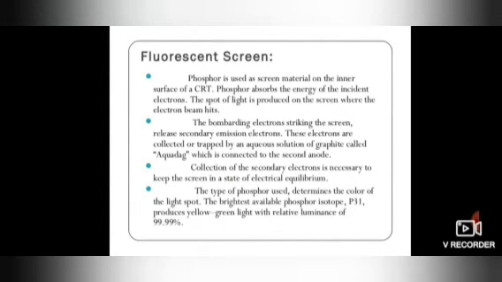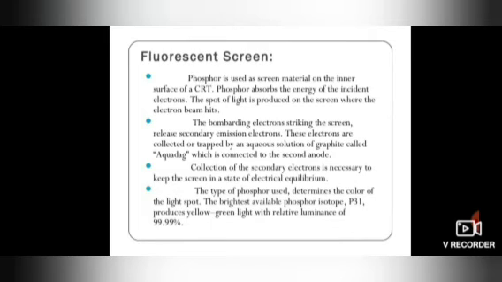Then regarding fluorescent screen. The phosphor is used as screen material on the inner surface of CRT. Phosphor absorbs the energy of the incident electrons. The spot of light is produced on the screen where the electron beam hits. The bombarding electrons striking the screen release secondary emission electrons. These electrons are collected or trapped by an aqueous solution of graphite called Aquadag, which is connected to the second anode. Collection of the secondary electrons is necessary to keep the screen in a state of electrical equilibrium.